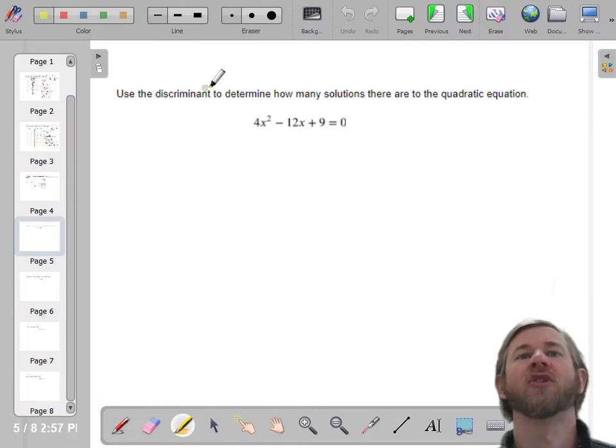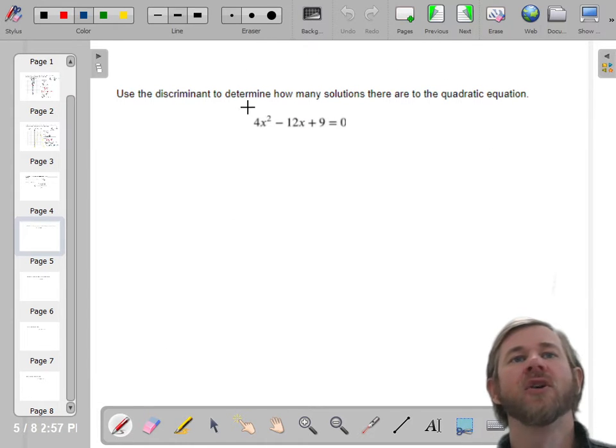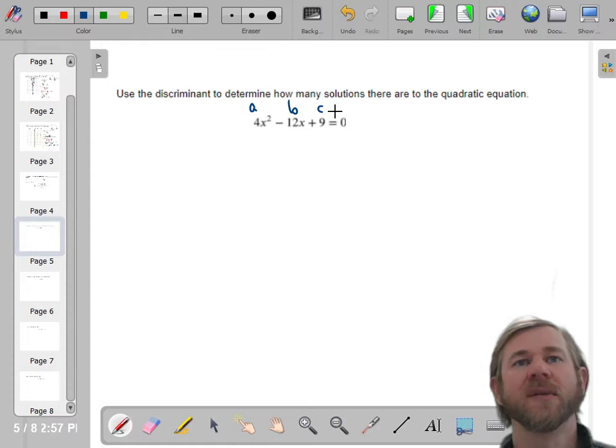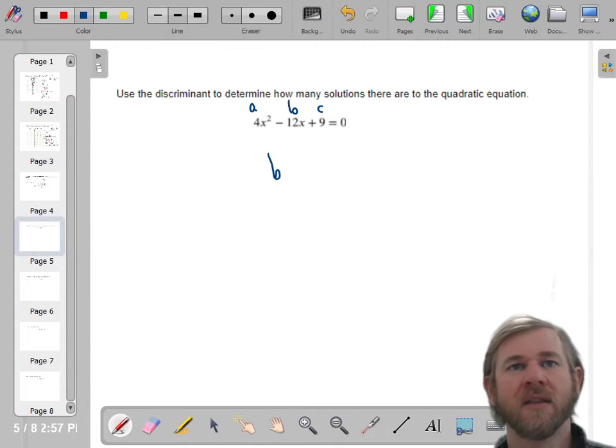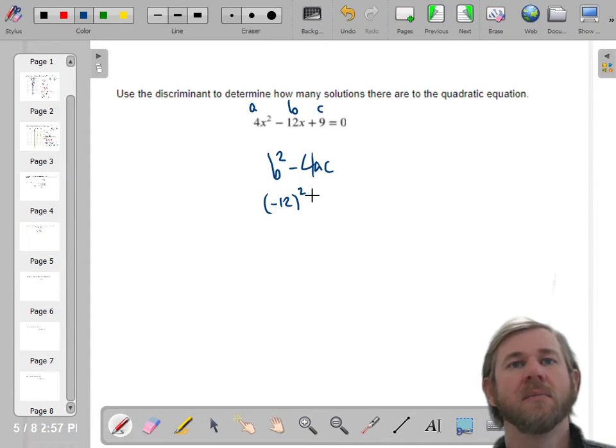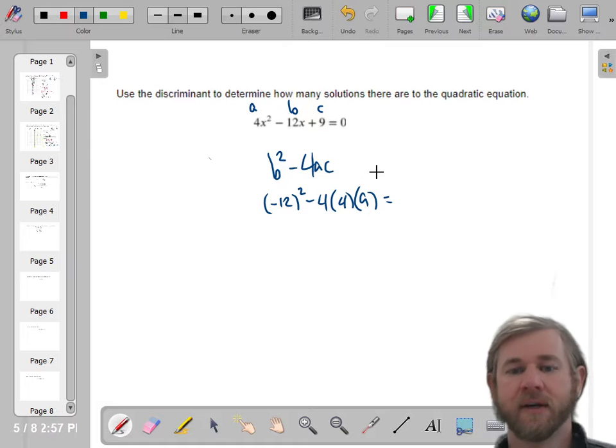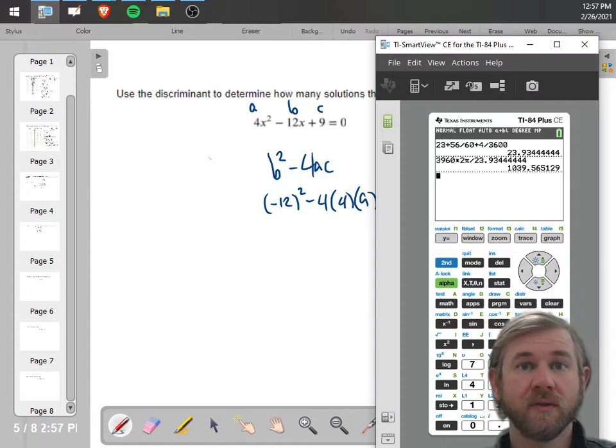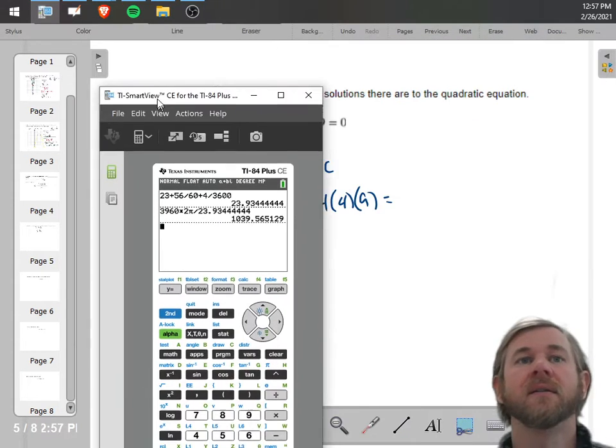Use the discriminant to determine how many solutions there are. So remember, this is your a term, this is your b term, and this is your c term. It needs to equal 0 before you do anything, and the formula is b squared minus 4ac. So here, b would be negative 12, minus 4, a is 4, and c is 9. So you can use your calculator here, figure out sort of the discriminant value.